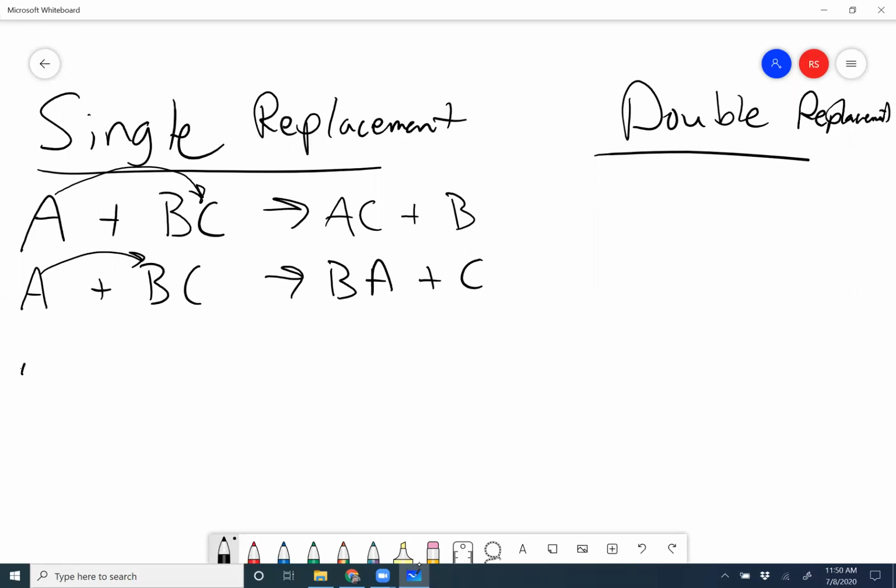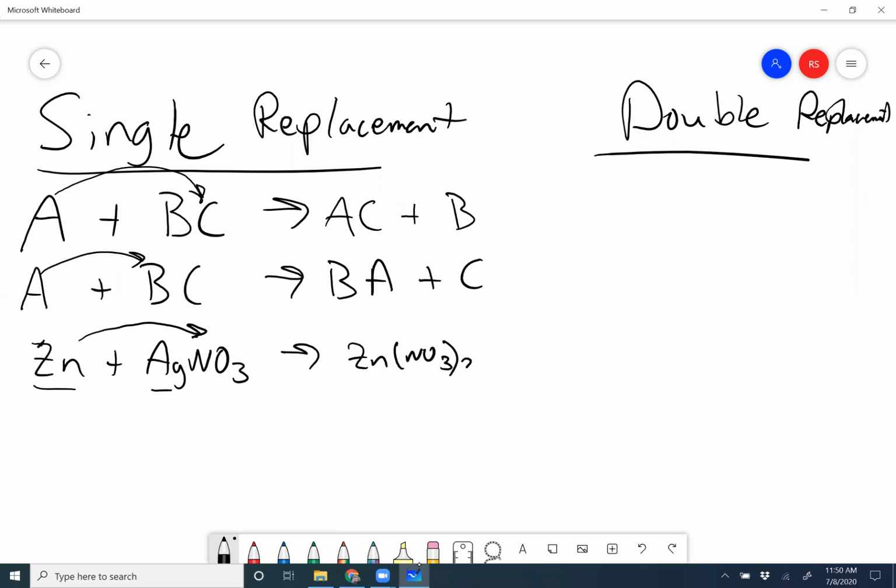So say, for instance, we took some zinc and some silver nitrate. Well, zinc is normally a positive ion and silver is normally a positive ion. So the zinc is going to want to steal the nitrate. So what we'll get is zinc nitrate, and we'll get silver metal.